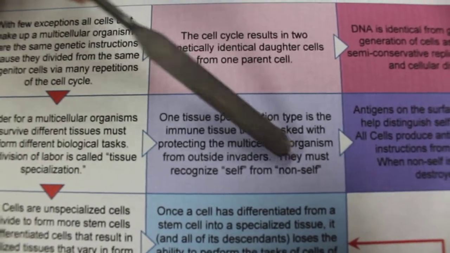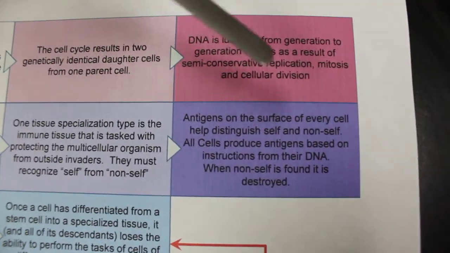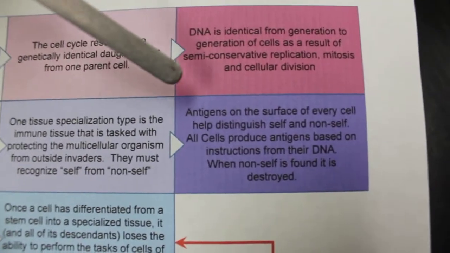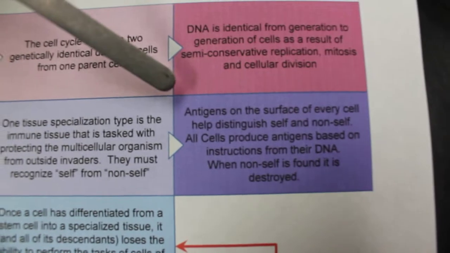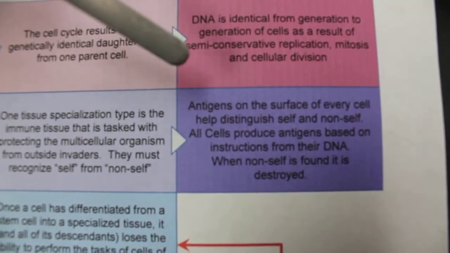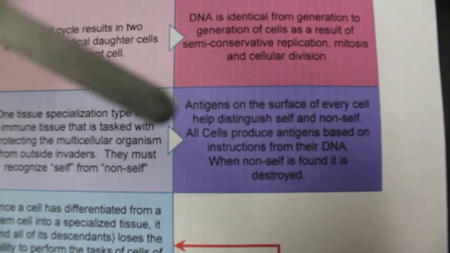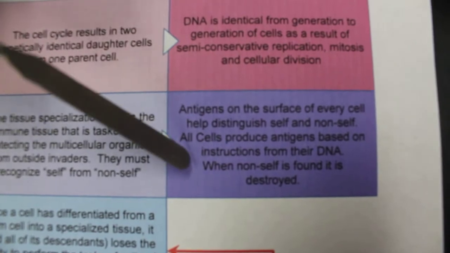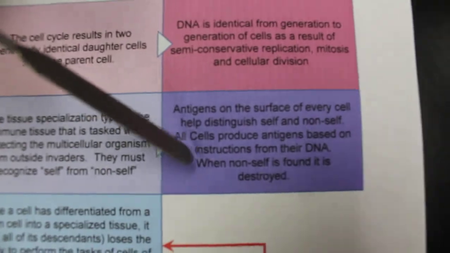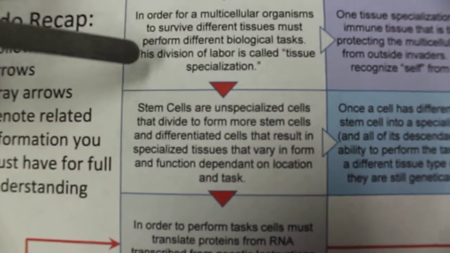Now, antigens on the surface of every cell in the body, and also outside the body, help you to distinguish self from non-self. All cells will produce antigens based on instructions from their DNA. When the immune system finds non-self, it is destroyed with extreme prejudice. All right, back to this. So down here is our next step.